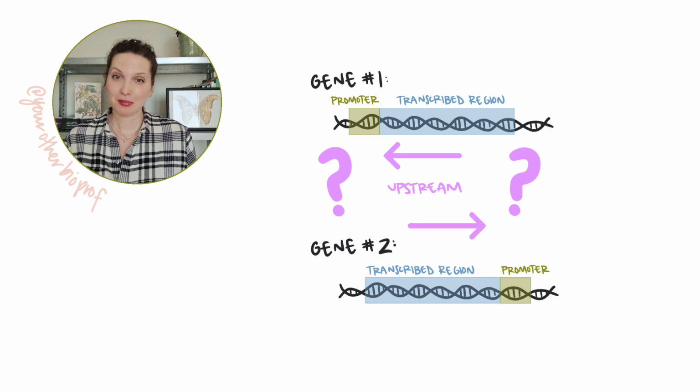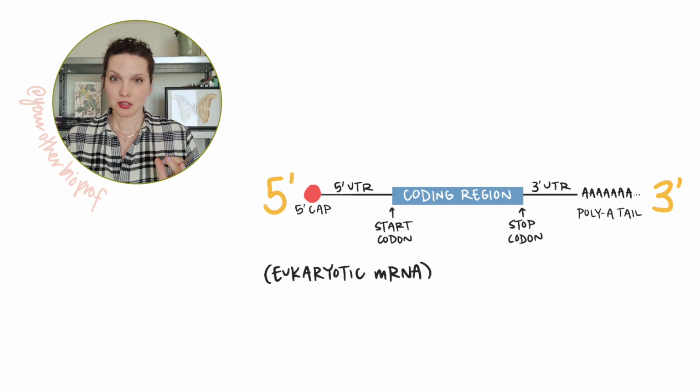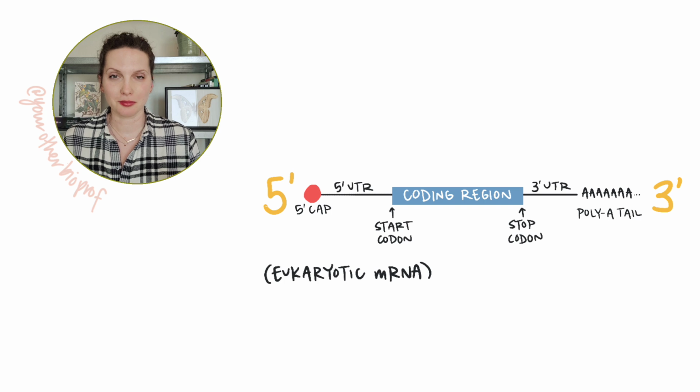Let's talk upstream and downstream. Upstream and downstream are used to talk about where something on DNA or RNA is relative to something else on that molecule. Now, here's an mRNA. Don't stress out if the parts don't look familiar. They're not what's important here.